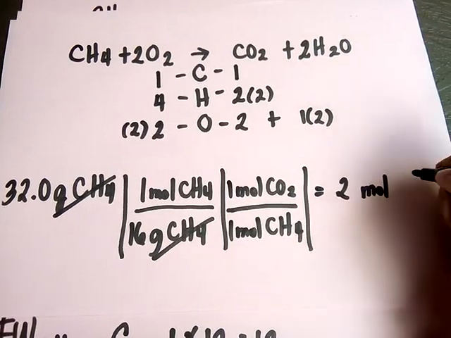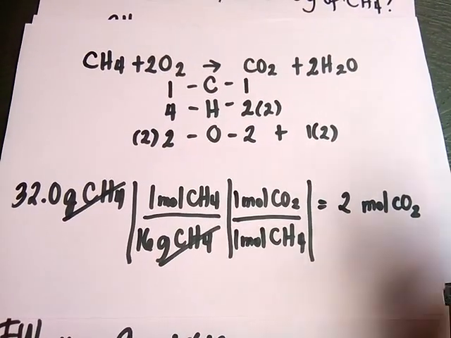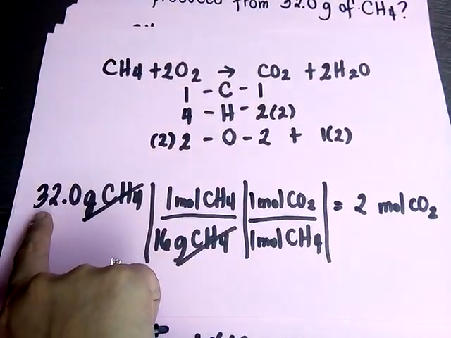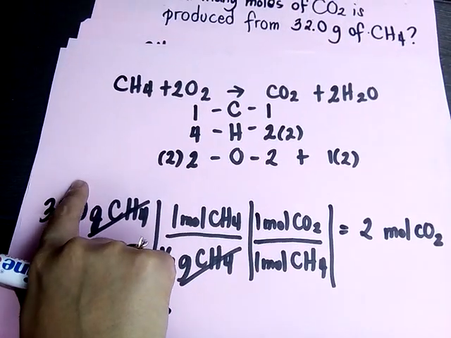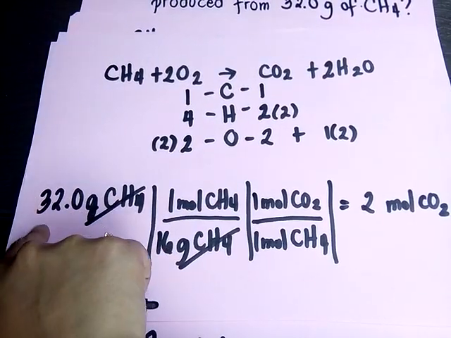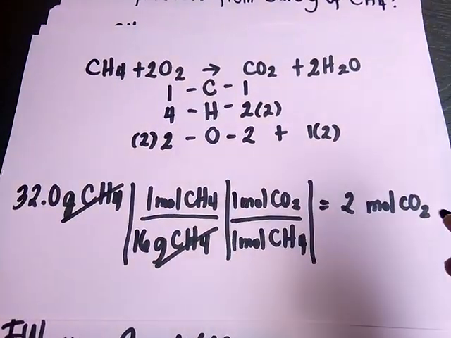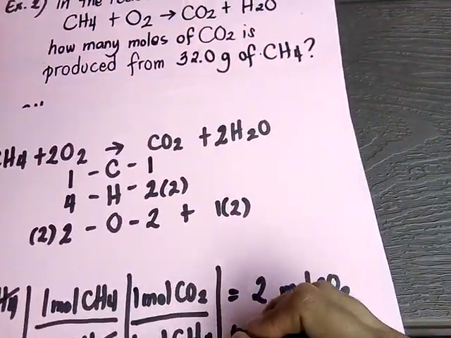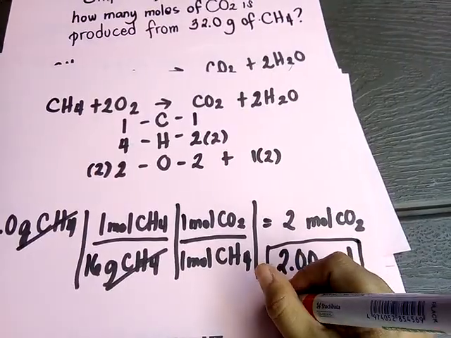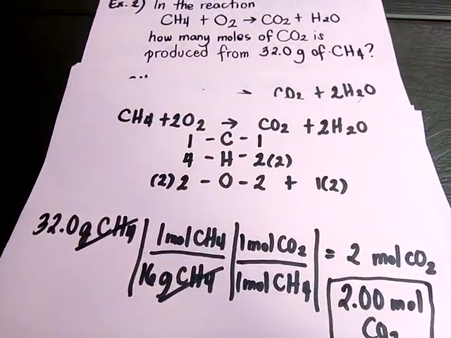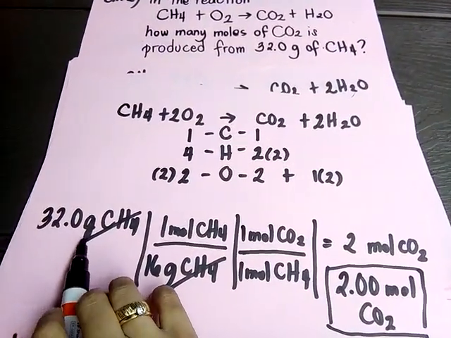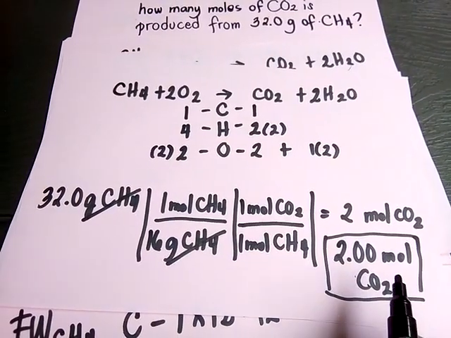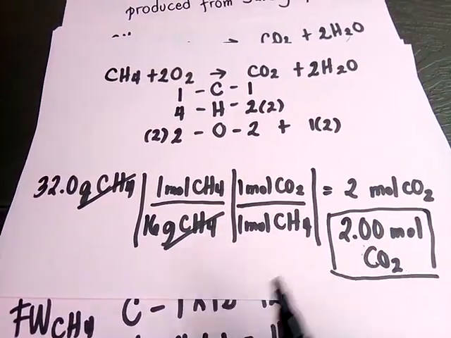But this is not our final answer because we have to express our final answer in correct number of significant figures. So that would be 3 SF because our given has 3 SF. So you express your final answer in 3 SF also. So this is our final answer. Alright? So meaning 32 grams of CH4 will produce 2 moles of CO2. So that is your mass to mole conversion.